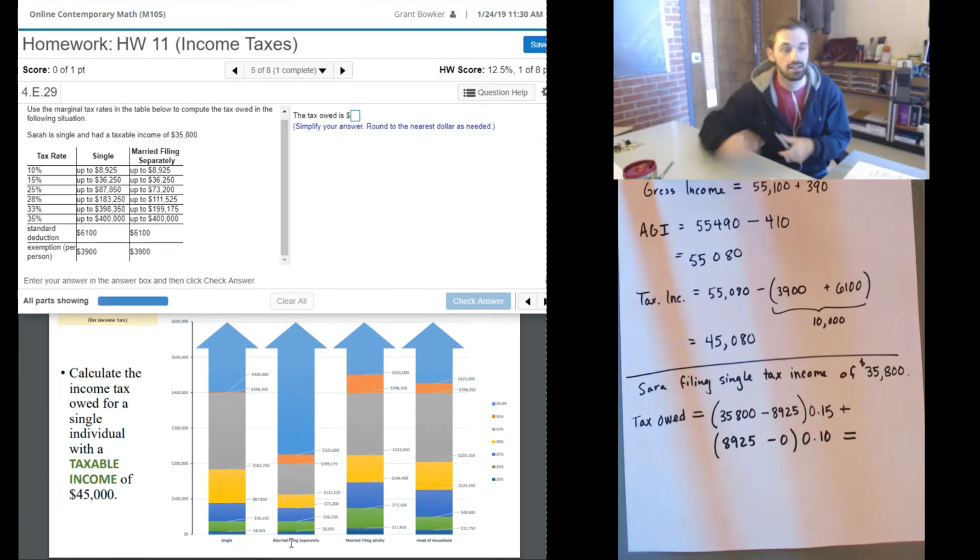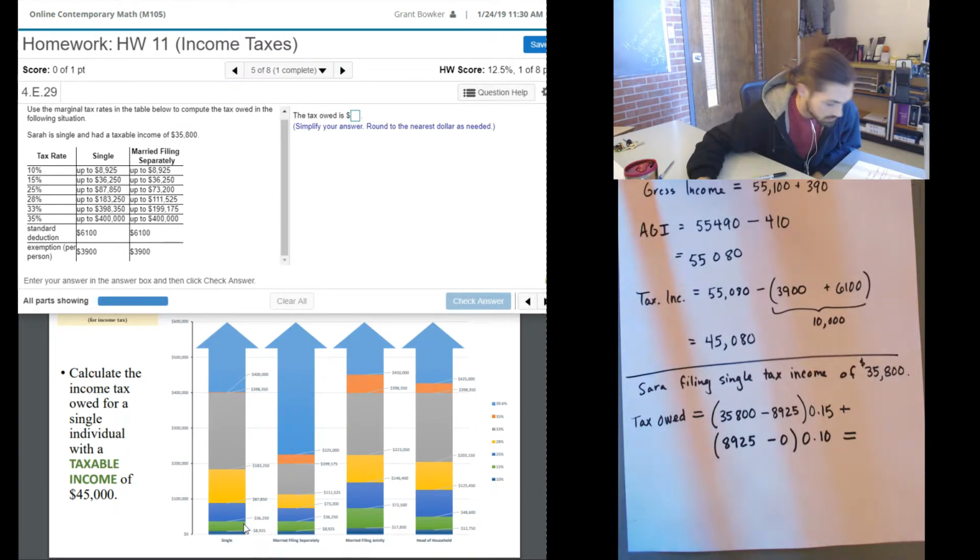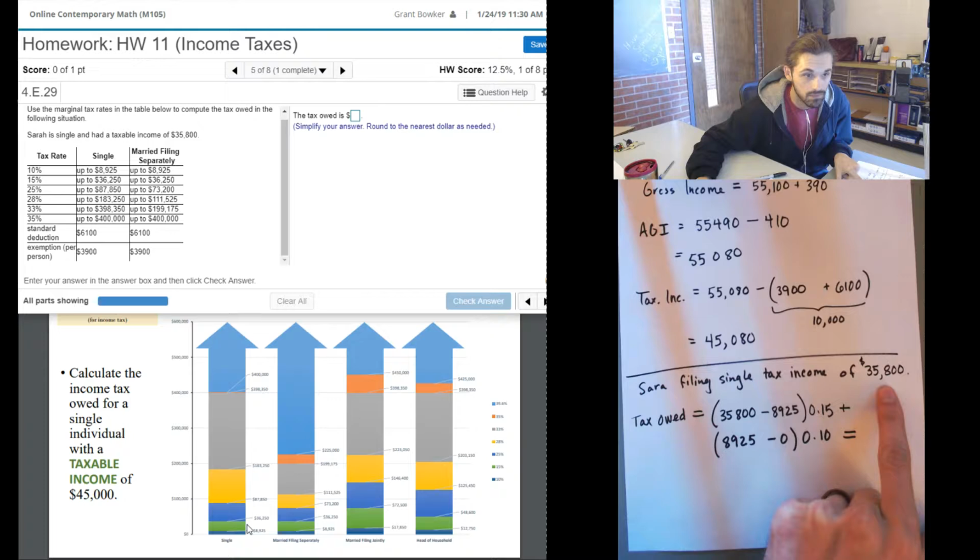So recognize, I take her taxable income and I place it on the bar graph. So 35,800 lands right below the 36,250. So that tells me she's in the 15% bracket. Now, we're not going to take 15% of all of Sarah's money. We're only going to take 15% of her money that is above 89.25. So this section in green is what's getting taxed at the 15% rate. This section in blue, so between $0 and 89.25, you get taxed at the 10% rate.